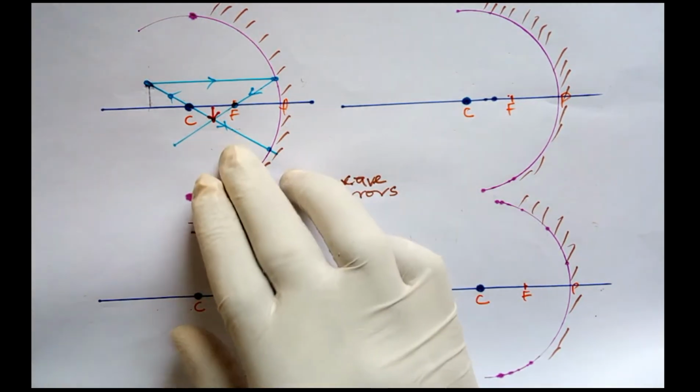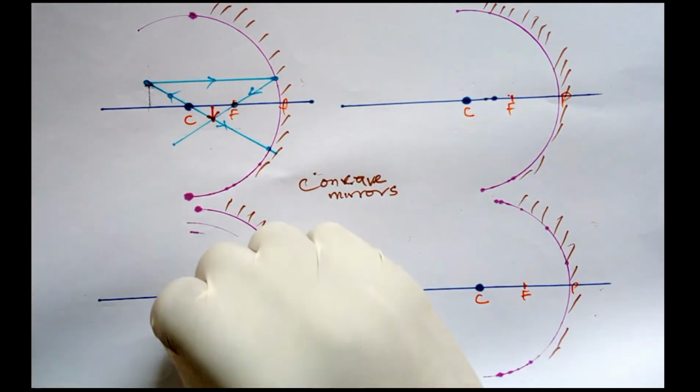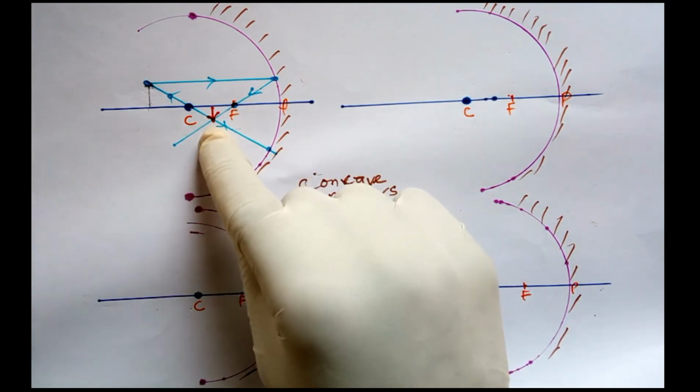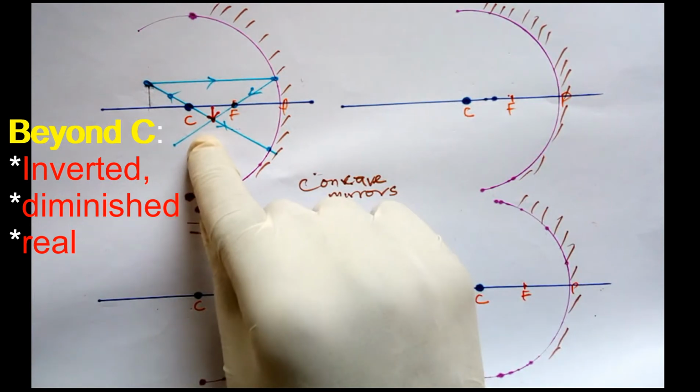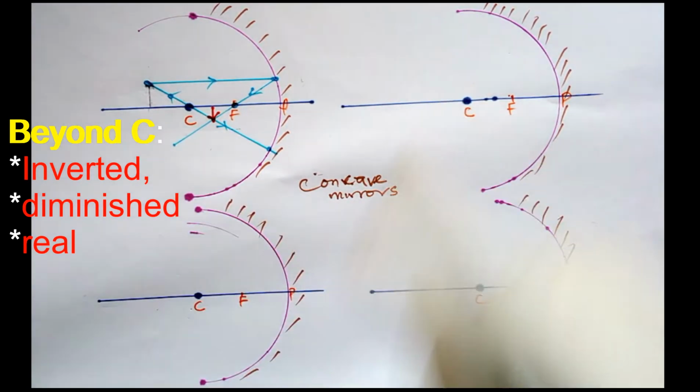The characteristics of this image formed will be: one, the image will be diminished. Two, the image will be inverted. But because it's in front of the mirror, it's going to be real. Let's go to the second one.